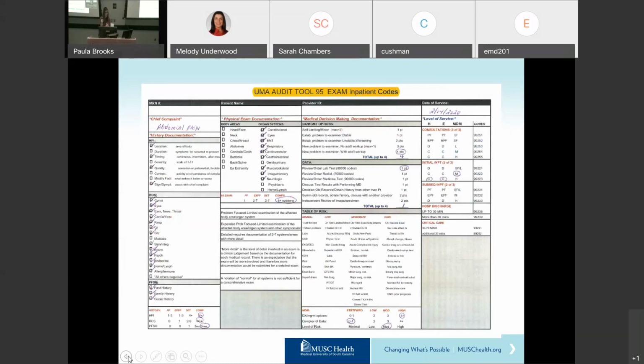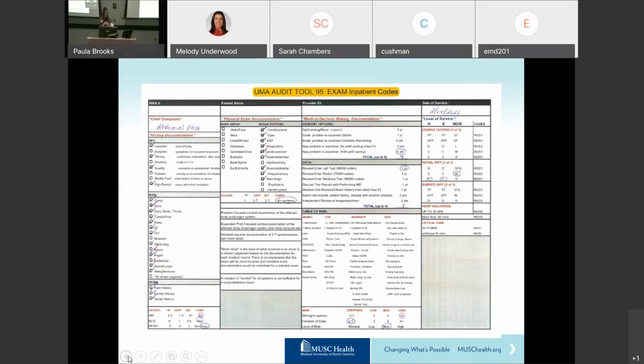So basically, if I would have had 4 in the data, then I could have gone with a 99223. So between the diagnosis management options, the complexity of data, and the table of risk, 2 out of those 3 have to meet or exceed in order to go to that level. That's where it gets hard.